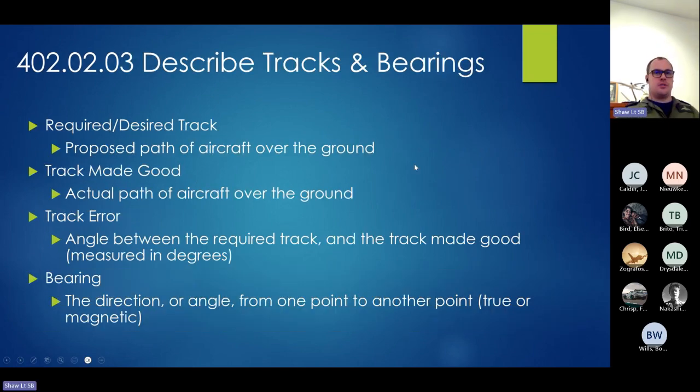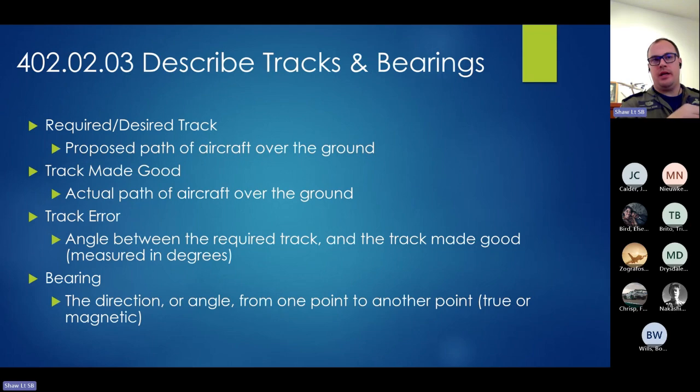Couple of definitions. So the required or desired track is the proposed path of the aircraft over the ground. So this is what your plan is, right? Required track or desired track. I'm planning to fly to Red Deer. I determine that my track is 015 degrees true or magnetic, whatever we've determined. That's our plan, right? That's our plan on paper.